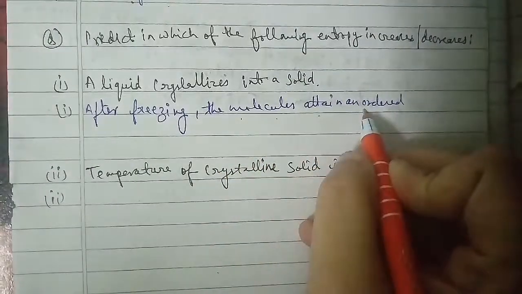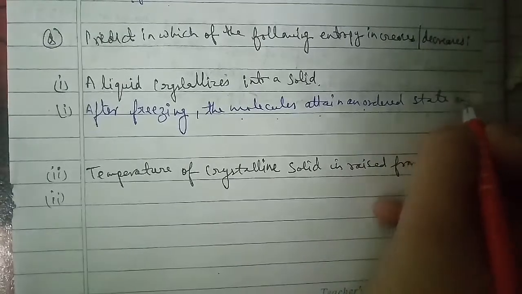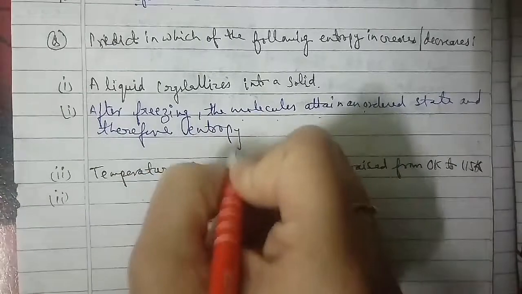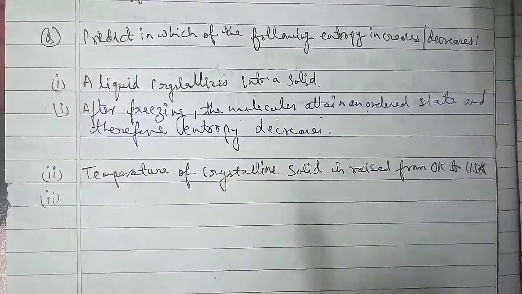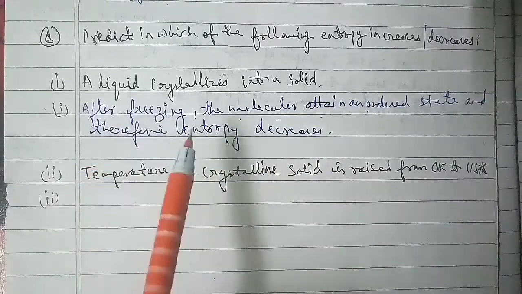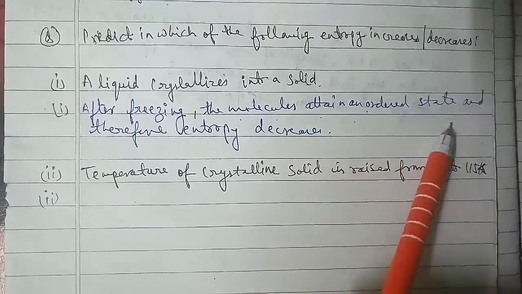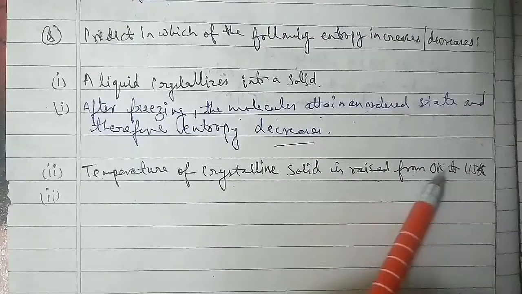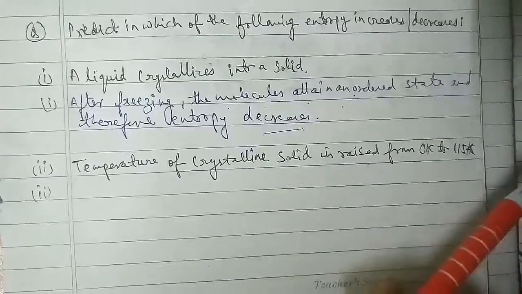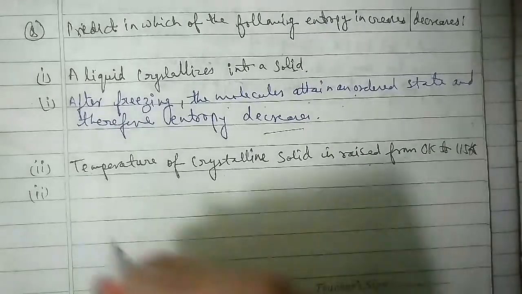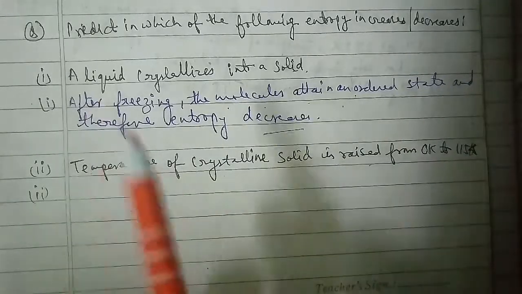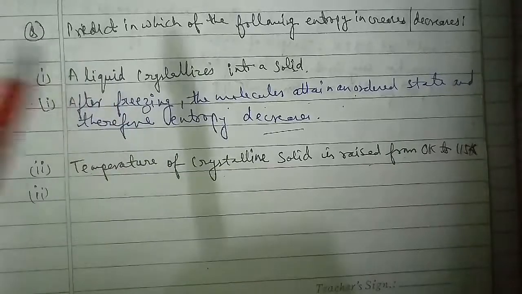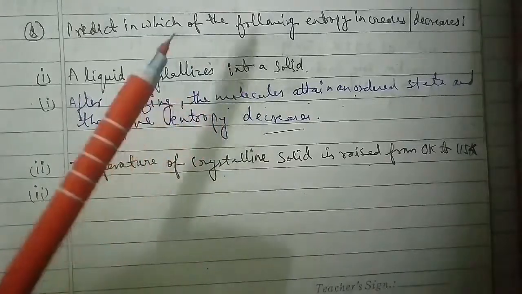If temperature is raised to 115 Kelvin, then these begin to move, that is, begin to move and oscillate about their equilibrium position in the lattice, and the system becomes more disordered, therefore entropy increases.